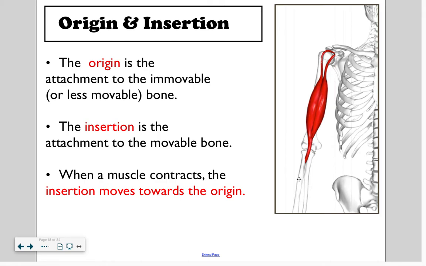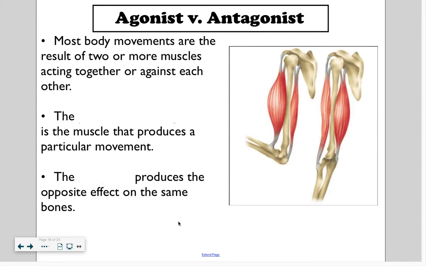So when these muscles are made to move the skeletal system, they typically come in pairs. Anyone who does strength training on a regular basis, I'm sure you've heard, make sure you work both muscles in the pair, and those are your agonist and your antagonist. Most body movements are the result of two or more muscles that are acting against each other or sometimes together. So in this case, we still have the bicep here, but this diagram is also showing your tricep. So your bicep and your tricep are an agonist-antagonist pair.